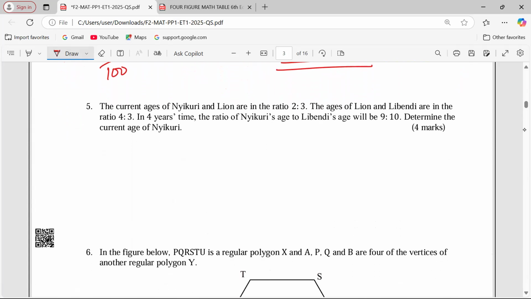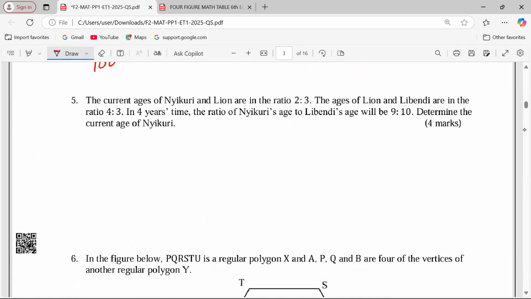We are now at number 5. In number 5, the question says, the current ages of Nyikuri and Leon are in the ratio 2:3. By the way, Nyikuri is the setter of this paper. So this is a guy who has used himself as an example in the learning points of this paper. So thank you so much, Mr. Nyikuri, for the good work that you're doing.